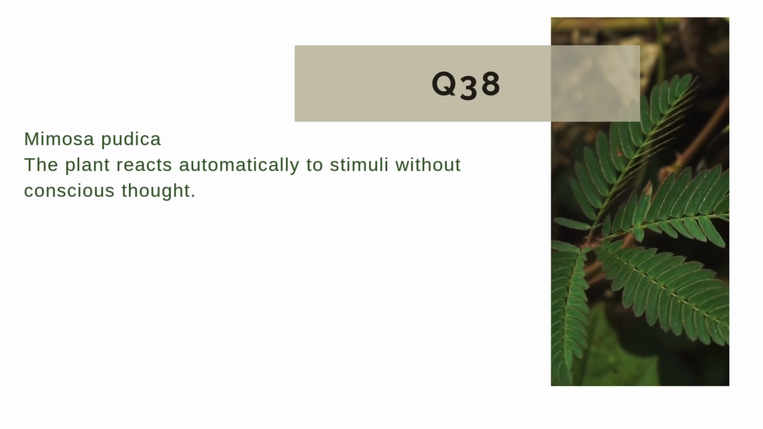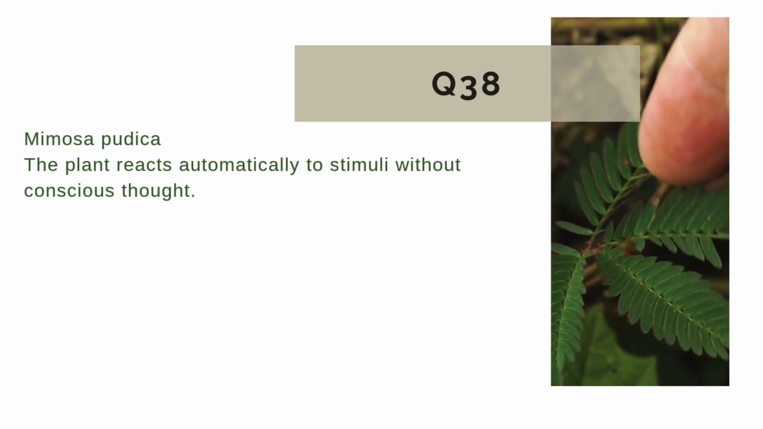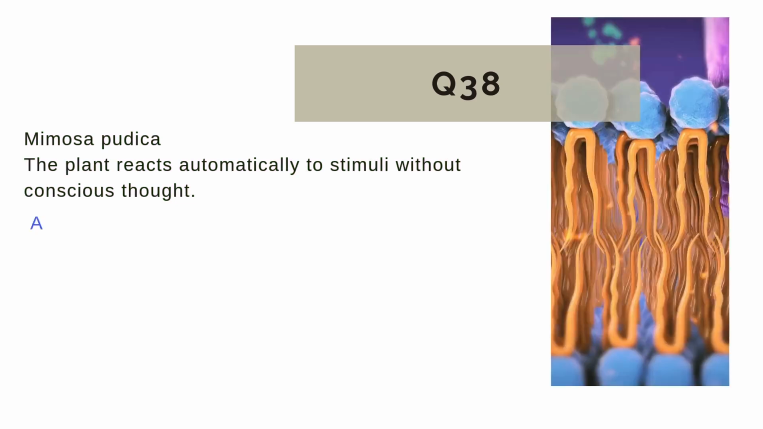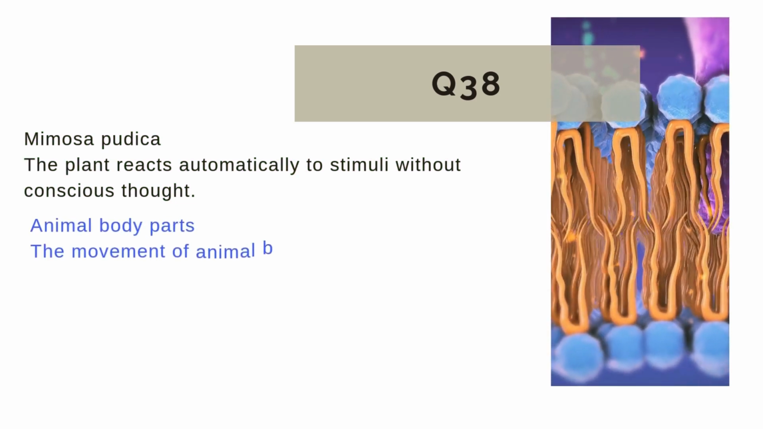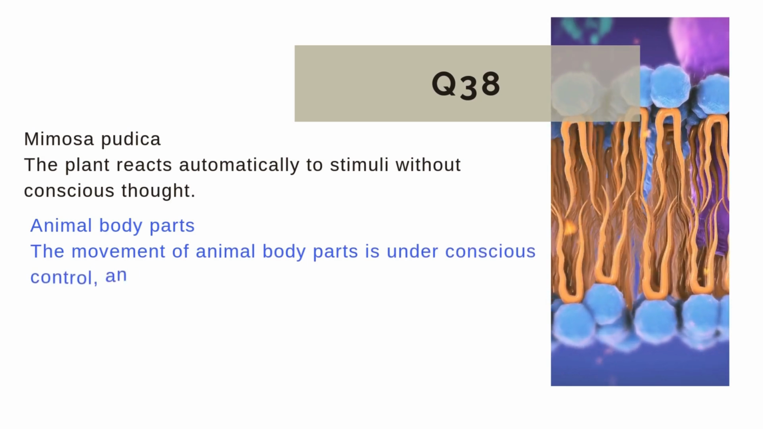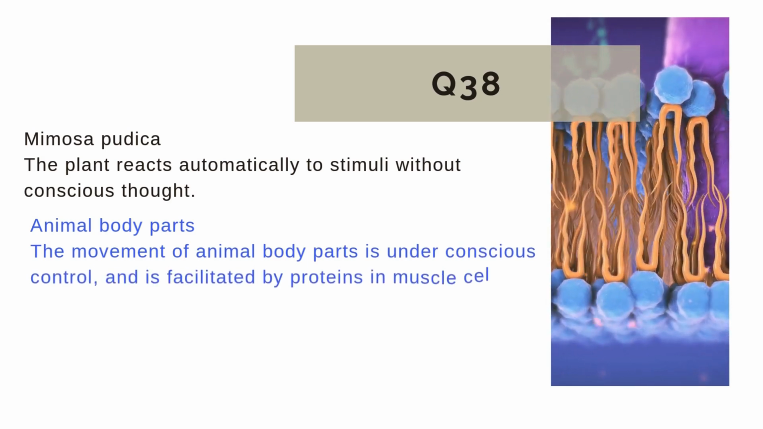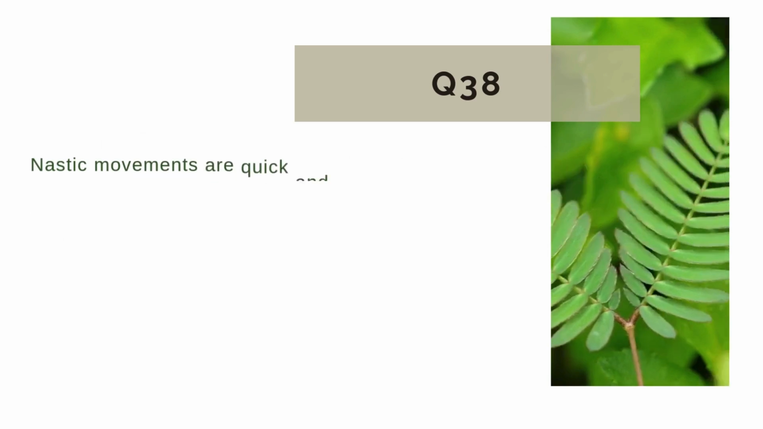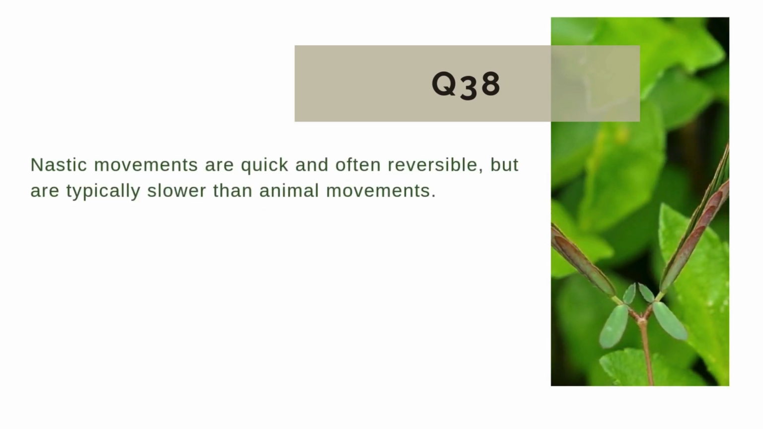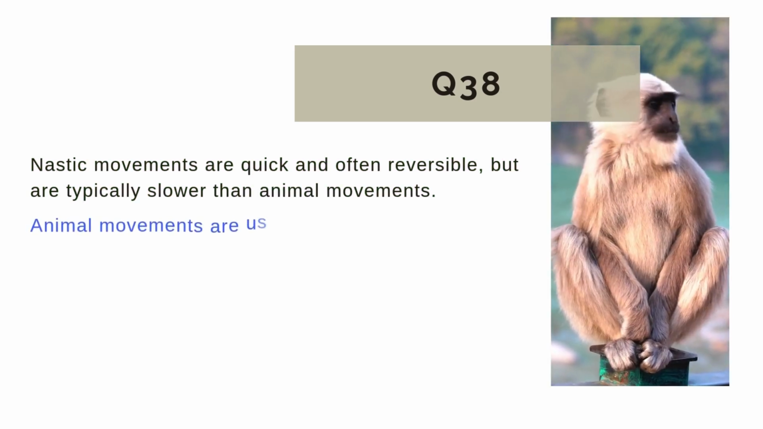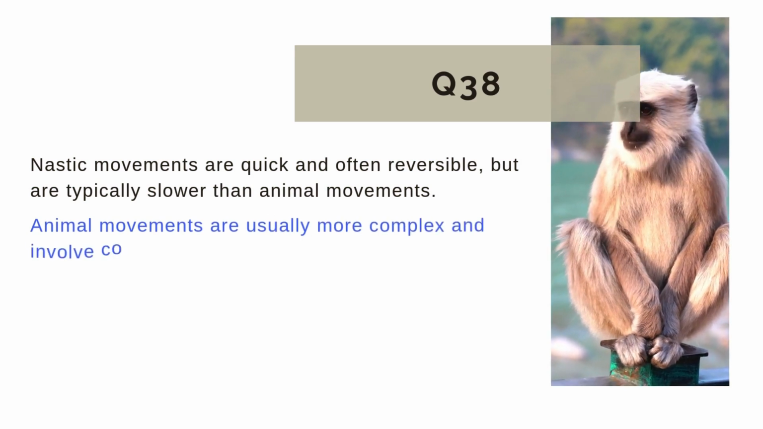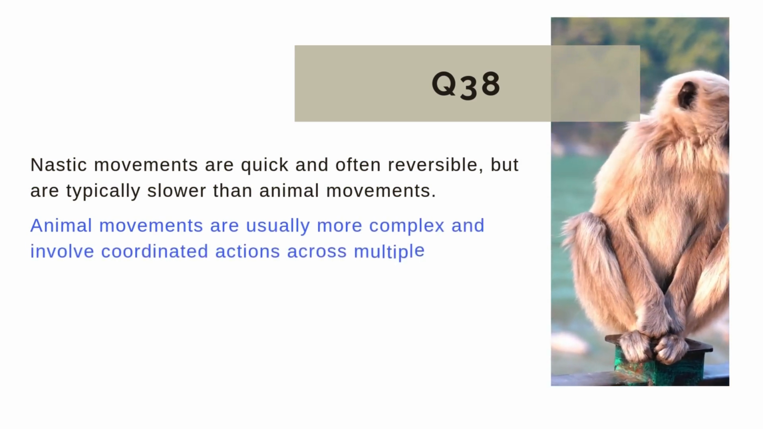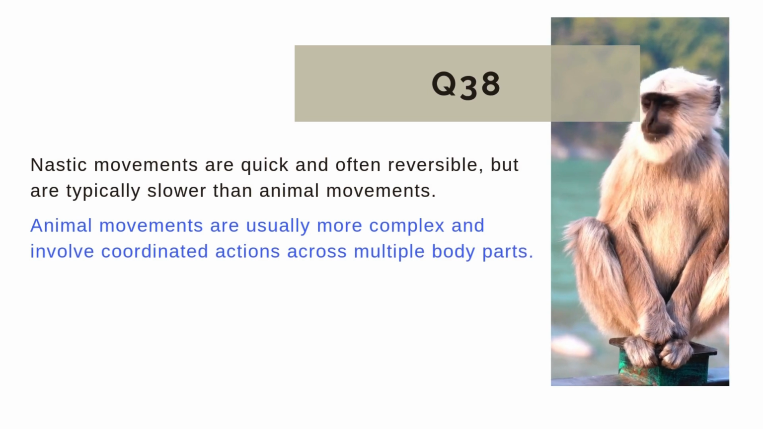In touch-me-not, the plant reacts automatically to stimuli without any conscious thought. The movement of animal body parts is under conscious control and is facilitated by proteins in muscle cells. Other differences are that nastic movements are quick and often reversible, but are typically slower than animal movements. Animal movements are usually more complex and involve coordinated actions across multiple body parts.